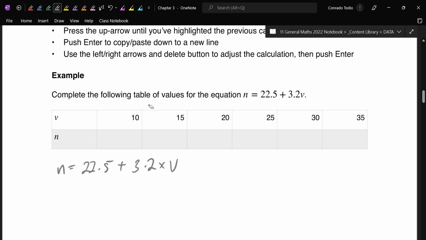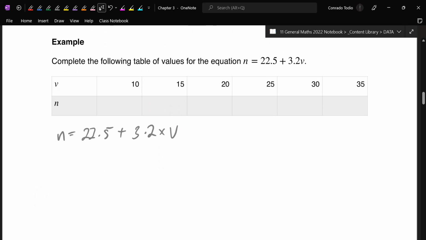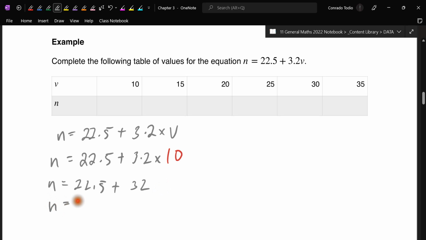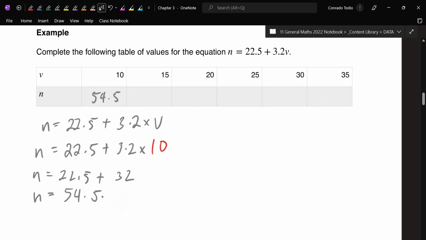I'm going to do maybe this first one by hand, but you don't need to do it by hand. You can just do it on your calculator. For example, if I want to figure out what n is if v was 10, then n will be equal to 22.5 plus 3.2 times 10, using 10 as our v. Solving that, 3.2 times 10 is 32, and then n equals 54.5. So the first value there is 54.5. Again, you won't have to do it by hand. That's a lot of work to do.